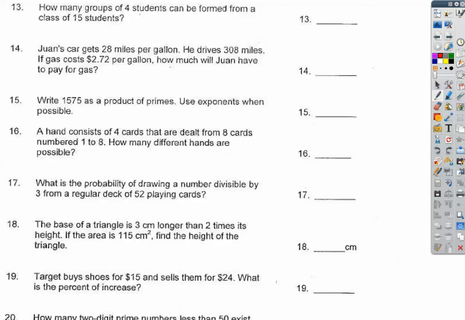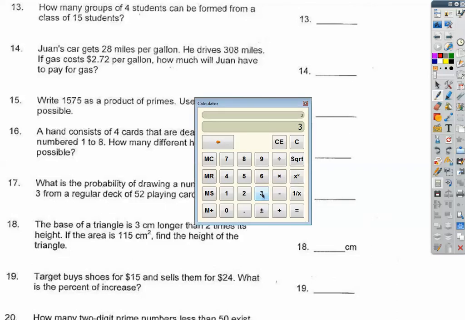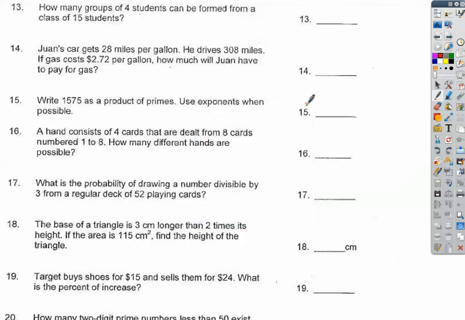So Juan's car gets 28 miles per gallon, so the first thing we have to do is figure out how many gallons he used and then multiply that times the cost of gas. So I'm going to use a calculator here just to go quickly. So 308 divided by 28 is 11. Convenient. And then we multiply it by 2.72. And that's $29.92. I mean, it's just a plug and chug problem.